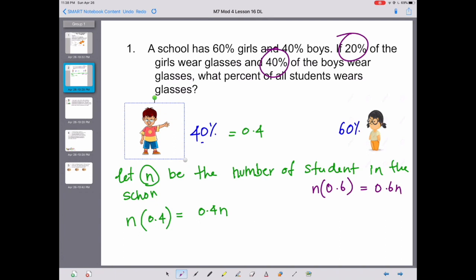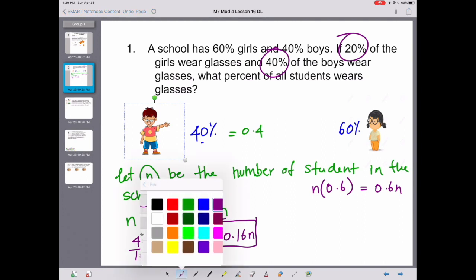Now out of this 0.4 n, 40% of this number wears glasses. So to find out what 40% of this is, I have to multiply 40%, which is 40 over 100, by this number, 0.4 n. What will I get? This would cancel, and I would get 0.16 n. Don't forget the n. That's the amount of boys wearing glasses.